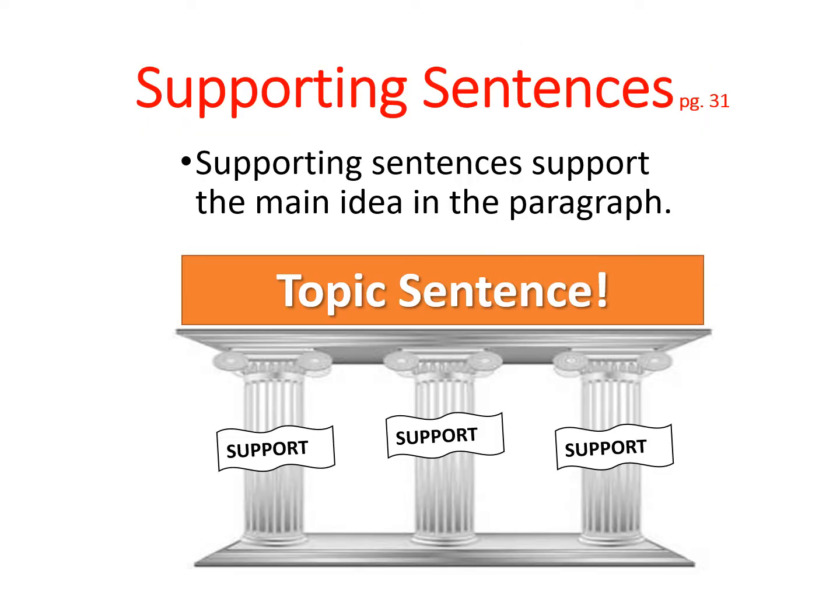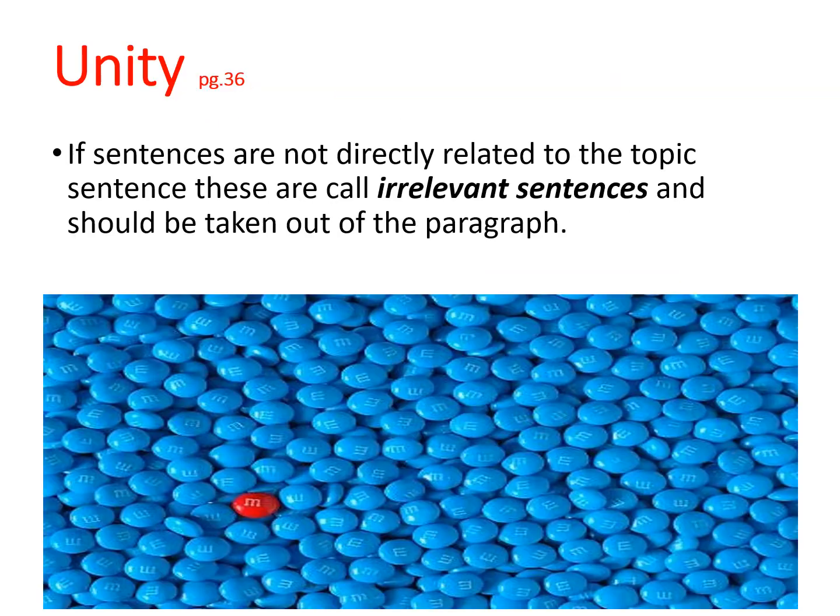We're going to talk a lot more about supporting information later on in the semester, but for right now, we'll just talk really quickly about supporting sentences. Supporting sentences support the main idea, which means they support the topic sentence. If a sentence does not directly support the topic sentence, it is an irrelevant sentence. It shouldn't be in that paragraph. Now, if it's something important, you can talk about that supporting idea in another paragraph. But if it doesn't directly support our topic sentence, it should not be in that paragraph.